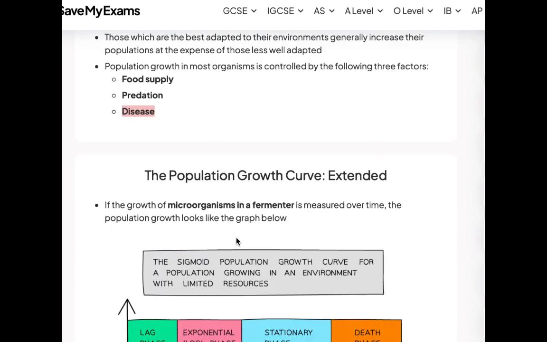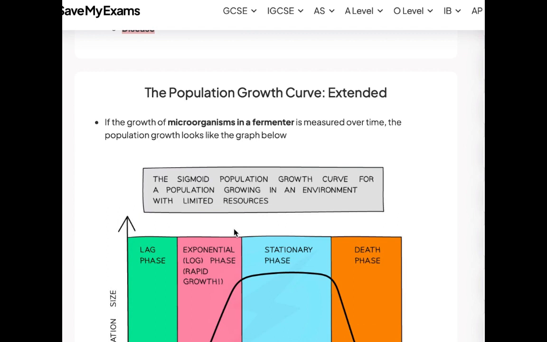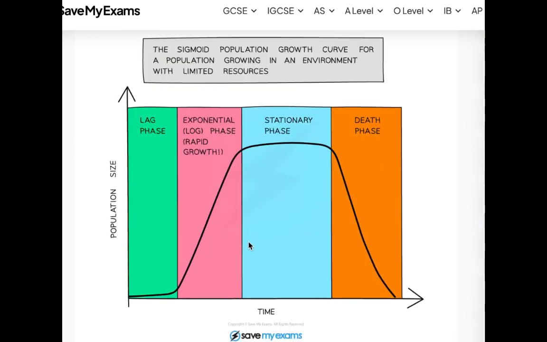Now, the population growth curve. Let's take a look at that. If the growth of microorganisms in a fermenter is measured over time, the population growth looks like the graph we're going to look at. We see population size against time. We have the lag phase, and the exponential or log phase, where you have the rapid growth in this pink color, if I'm not mistaken. And then the green one is the lag phase, where there's not so much growth in population.